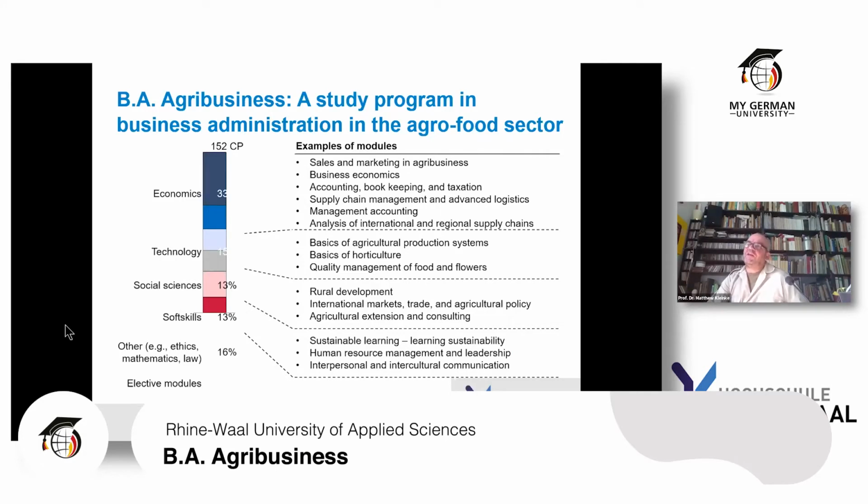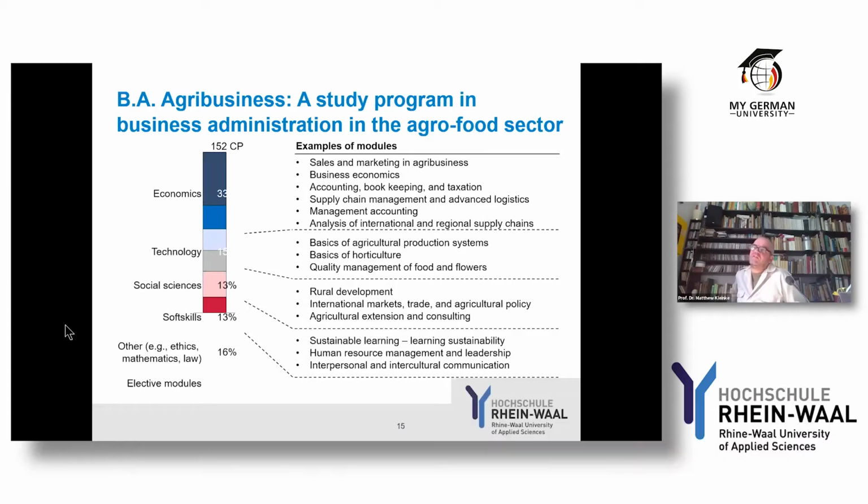What we have here at the beginning is our agribusiness study course, and this is a short overview about the different topics and subjects in the modules we have here. And you see there is a really high share of economic subjects in here, from sales and marketing, business economics, accounting, supply chain management, and so on. I don't want to read this. I think you can see and have your own overview.